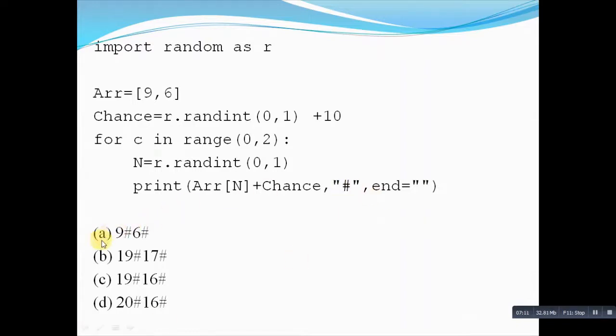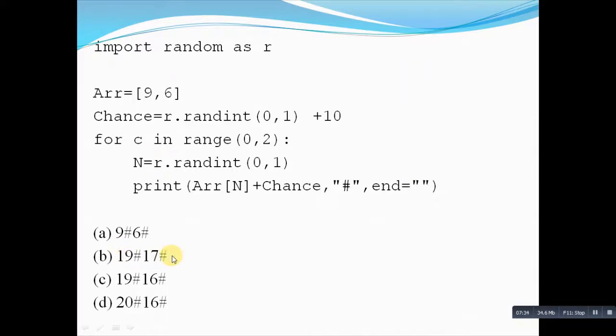19 hash, 17 hash. So 19 hash may be generated if the value of chance happens to be 10, then only 19 hash will come. And if the value of chance happens to be 11, then 17 is generated. Therefore this option is also correct, because at the same time you cannot take the value of chance as 11, 10 and 11 both.